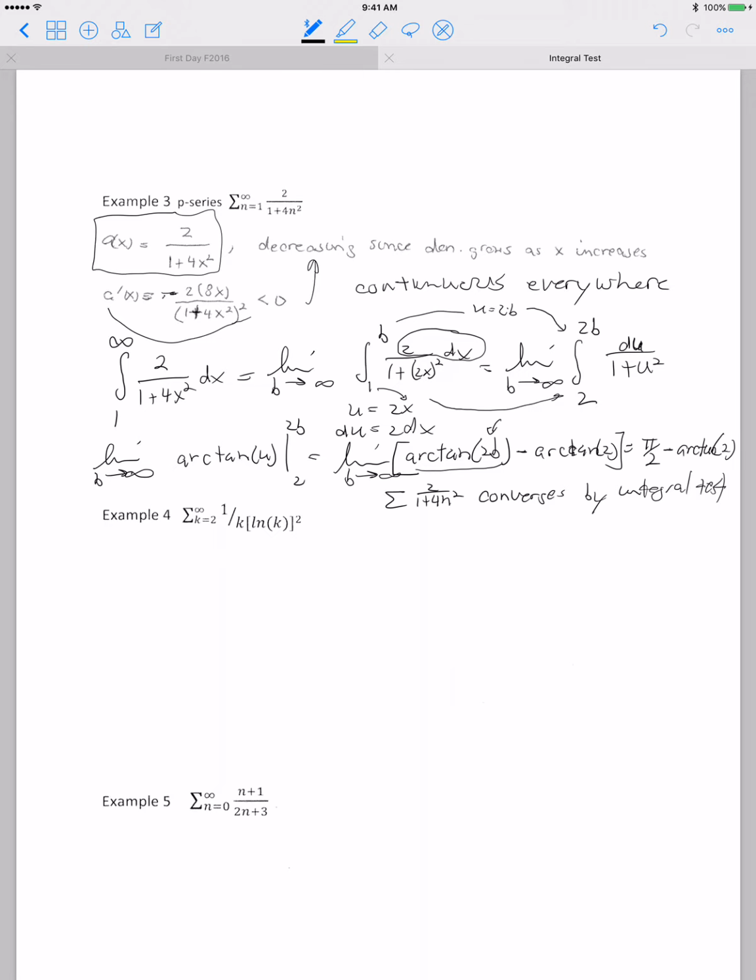So why don't you work out example 4? Pause this, work out example 4 on your own, and when we return, you can see if you got the solution correct or not. So pause it and work out the example.